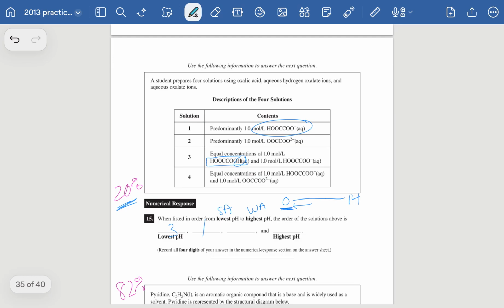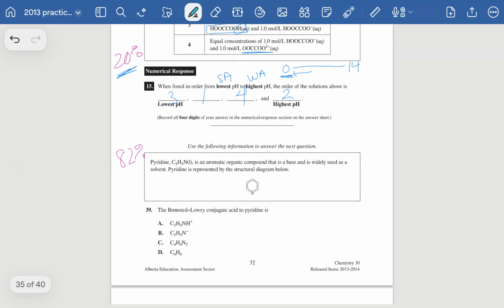Now from here, we are going to see that you have that kind of buffered solution for a second, where this hydrogen is going away, and in equal concentrations, if that hydrogen goes away, we also have this, so that would be number 4. And then lastly, if we only have this last one with 2 negatives left over, then that is going to be the weakest acid with the highest pH.